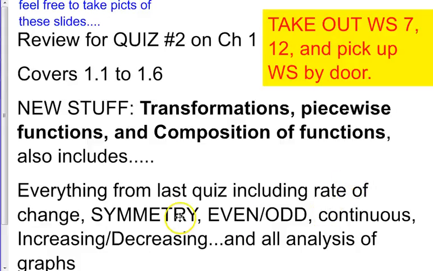The other thing you should study is you should go back and make sure you know how to do everything from the first quiz in this chapter, 1.1 to 1.4, because all of those concepts are still on this quiz. The new stuff, everybody, that will be on this quiz will cover through 1.6.